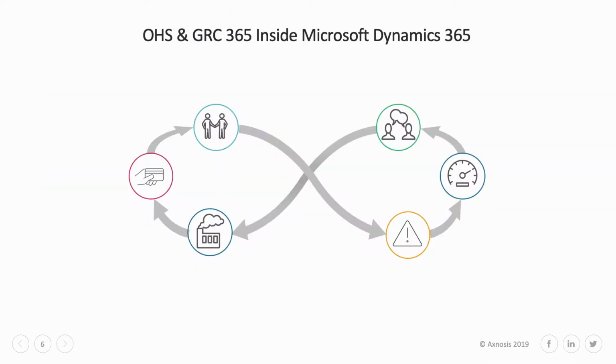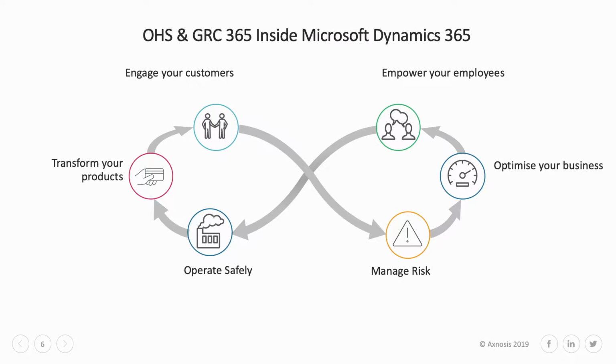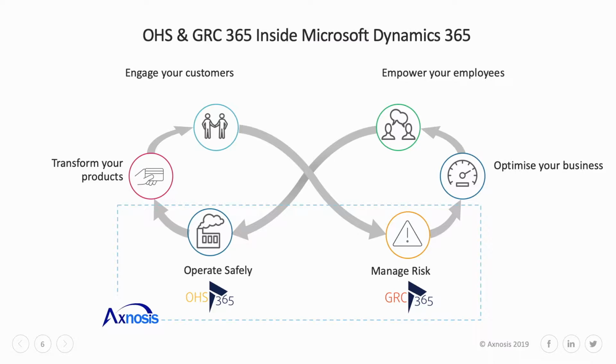And in particular, if you are an existing Dynamics 365 user, you will find the additional functionality extremely valuable for your business. Microsoft describes the Dynamics 365 value proposition as being a tool that helps you engage with your customers, empower your employees, transform your products, and optimize your business. Within Axnosis, we've added two additional dimensions, and that is operating safely and managing risk. And we have two products that address those requirements, OHS 365 for the safety side and GRC 365 for managing risk. Today's session, we're having a look at GRC 365.